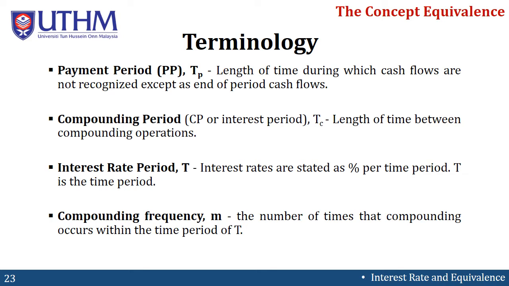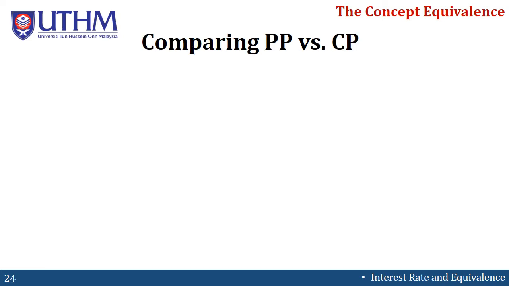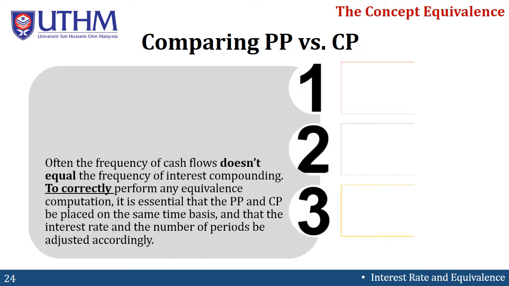The explanation of those terminologies you can read in this slide by yourselves. I will start by comparing PP versus CP. Basically, the frequency of cash flow doesn't equal the frequency of interest compounding. So to correctly perform any equivalent computation, it is essential that the payment period and compounding period be placed on the same time basis, so that the interest rate and the number of periods are adjusted accordingly.